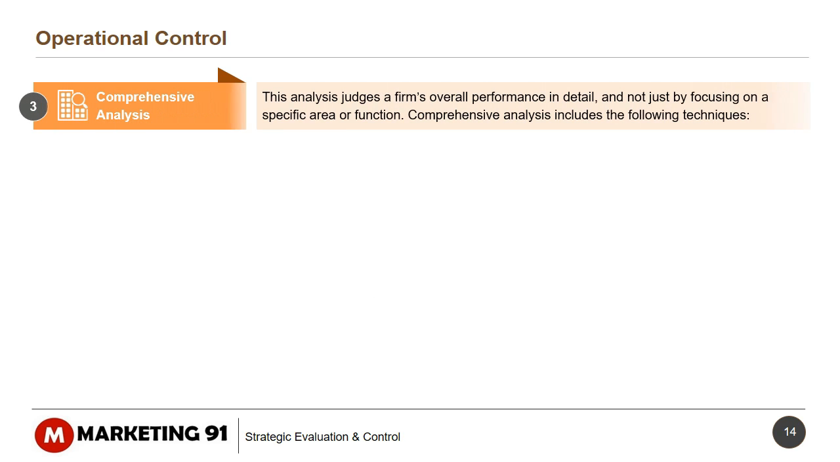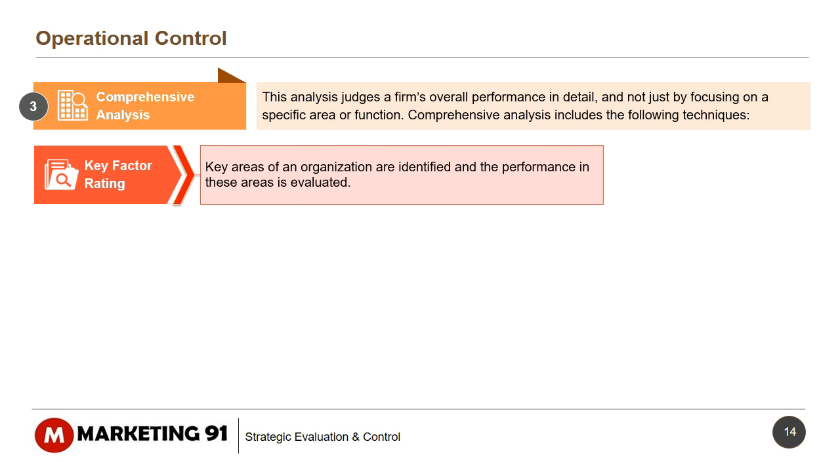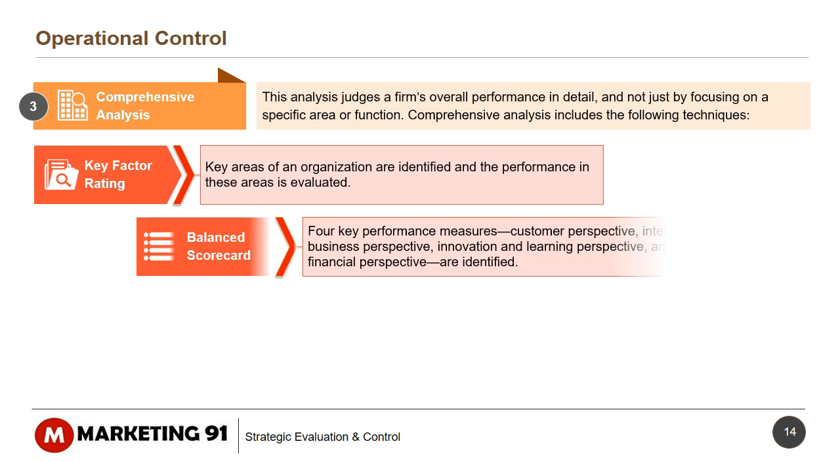Comprehensive analysis. This analysis judges a firm's overall performance in detail and not just by focusing on a specific area or function. Comprehensive analysis includes the following techniques. Key factor rating. Key areas of an organization are identified and the performance in these areas is evaluated. Balanced scorecard. 4 key performance measures, customer perspective, internal business perspective, innovation and learning perspective, and financial perspective are identified.